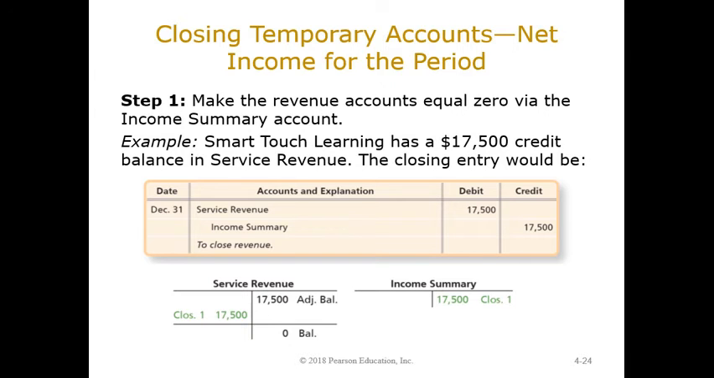So when we close these temporary accounts, the first account that we close out is our revenue account. The whole point here is to make it zero. So our service revenue account typically has a credit balance. So we are going to debit it for whatever the total amount is in that account, and then we are going to credit income summary.